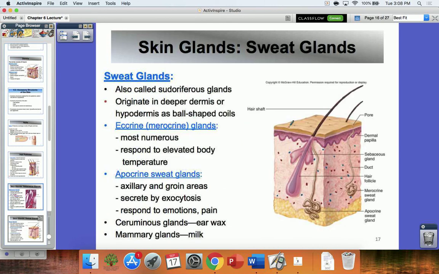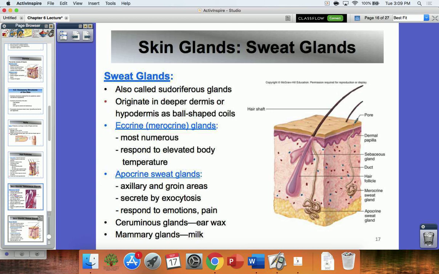We also have sweat glands, and sweat glands sometimes are called sudoriferous glands. I may use those two terms interchangeably, just know what they mean. And we have two types. We have our eccrine and apocrine glands, and they are associated with different parts of the skin. An apocrine gland is going to be associated with a hair follicle. And our merocrine gland is going to just kind of terminate near a pore in the skin. So we're going to first talk about the eccrine or merocrine gland. Usually I'll say eccrine.